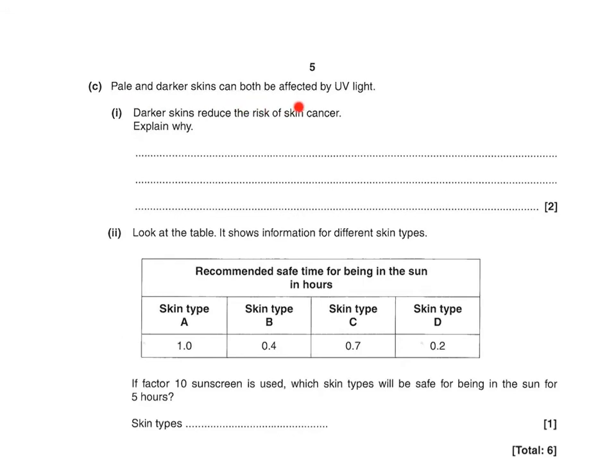Pale and darker skins can both be affected by UV light. Darker skin reduces the risk of skin cancer. Explain why. So first mark saying they absorb UV, and then so darker skins absorb UV and therefore let less UV reach underlying tissue. You could also say that it contains more pigment or more melanin.